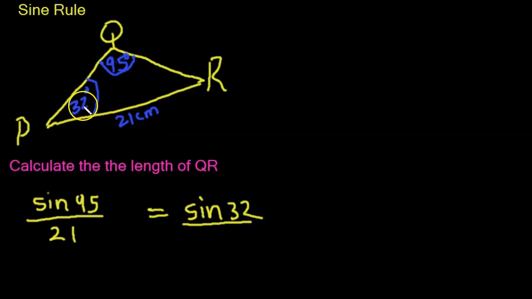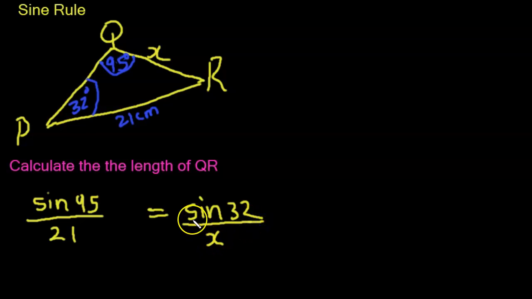Now, which side is opposite to the 32? QR, let me call it X. Let me call it QR X for now. Alright, so sine 32 over the length of this side, QR. Let's just call it X. Use X to represent the length of QR.